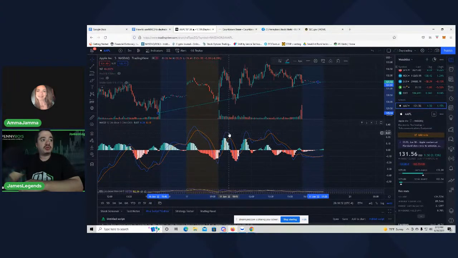And then on the other side of the coin, you have the MACD going down here, right? You have the signal line crossing under your MACD line. So this is called the death cross now. So when you have this, this is a bearish signal. Okay, so this means that the stock could come down from here.